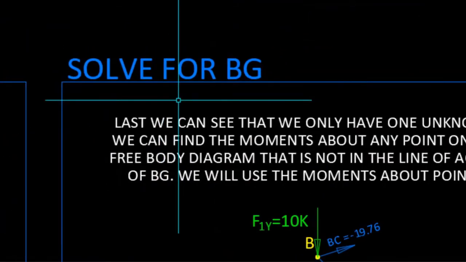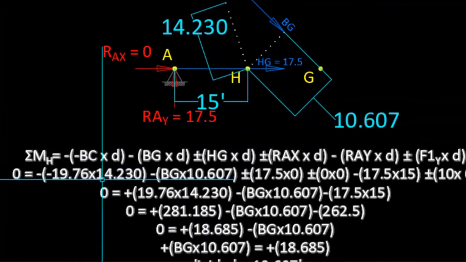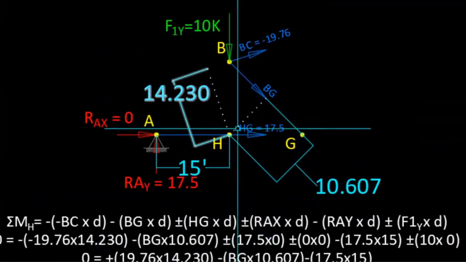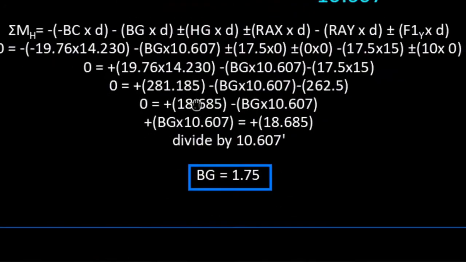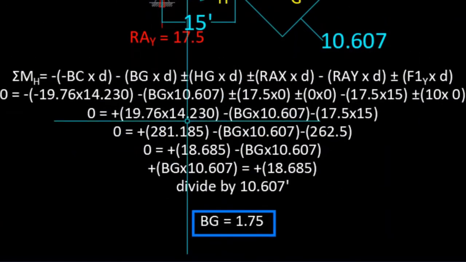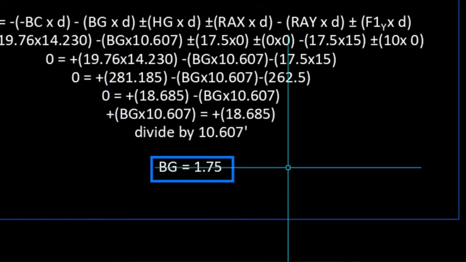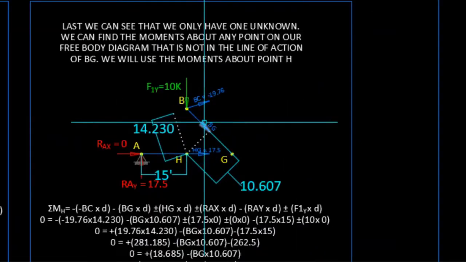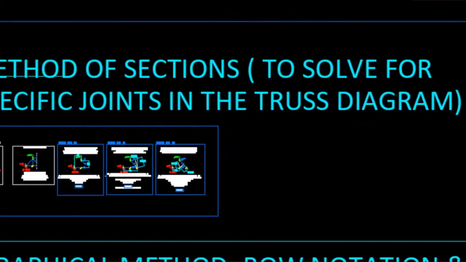And last, we can solve for BG, which is the last unknown. In this case, we can see through observation that if we were to find the moments about point H, we can therefore solve for BG. After we plug in the numbers and their respective perpendicular distances, we find that BG is equal to 1.75. And that's it. Remember to use the method of sections to solve for specific joints in the truss diagram.